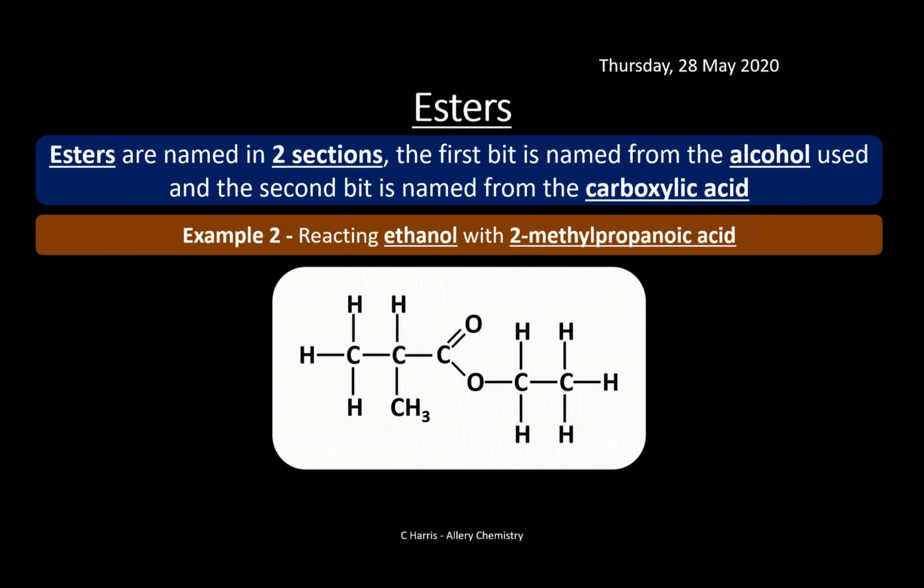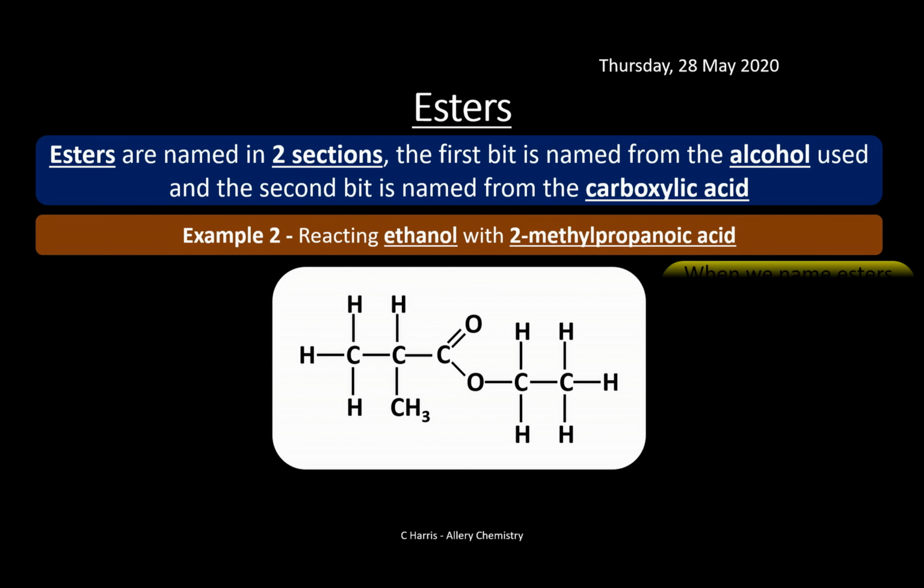Okay, so let's look at another example. A little bit more complicated with this one. We're going to react ethanol with 2-methyl propanoic acid. You can see here that we've got our eth group, and we've got propanoic acid, but we've got 2-methyl. So this is your propanoic acid, or would have been, but you can see we've got our methyl group hanging off the second carbon of our carboxylic acid there.